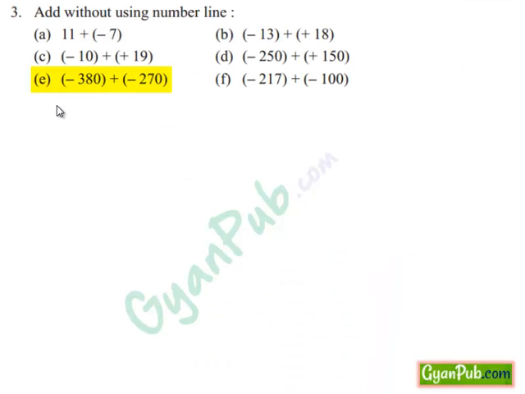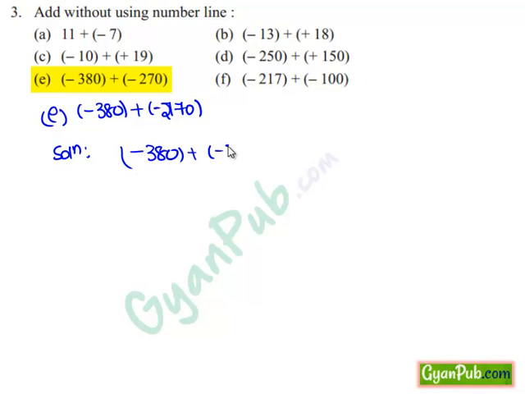Let us take down the next bit. Minus 380 and minus 270. Here we have two negative integers, minus 380 and minus 270, to add without using number line. Let's do the solution. Minus 380 plus minus 270. When we are adding two negative integers, we take minus as common from both the numbers. Here also we are taking minus as common from minus 380 and minus 270.